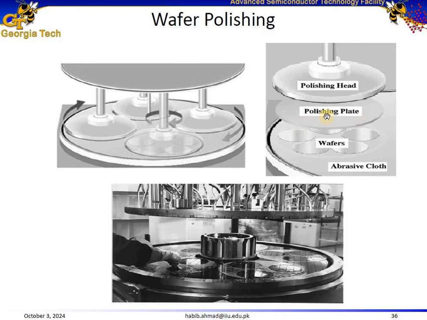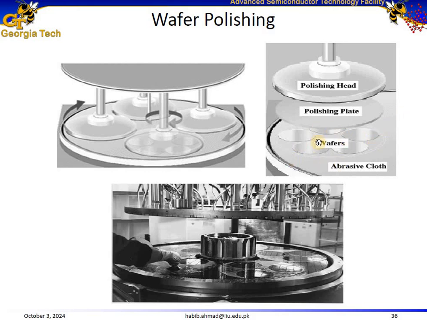Then we have the polishing plate. This is a flat surface on which the abrasive cloth is placed. The plate rotates, allowing the abrasive action to polish the wafer as it moves beneath the polishing head. Now, what is the abrasive cloth? The cloth placed on the polishing plate contains abrasive materials like diamond particles or other fine particles that help smooth the wafer surface, and the combination of abrasive particles and mechanical force removes imperfections from the wafers.